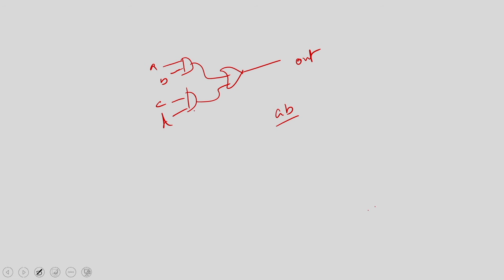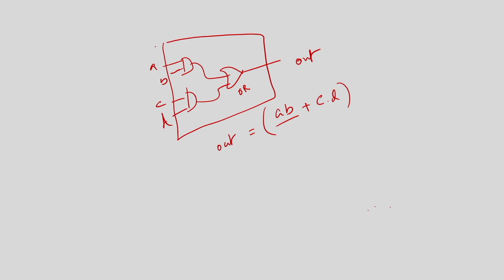Just take an example. Suppose you have a combinational circuit like this, and suppose this is your output. In this case, we will talk about these gates. This is an AND gate, it basically represents A dot B. This is an AND gate, so that is C dot D, and this is an OR gate, which does this. I will talk about this in more detail. So, this is the expression for this combinational circuit. It has inputs A, B, C, D and the output is out.